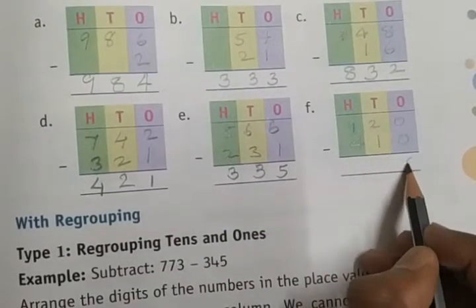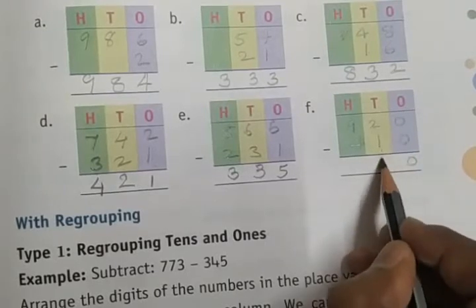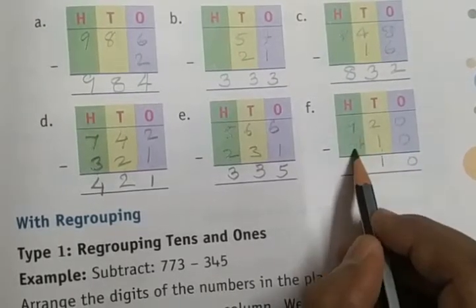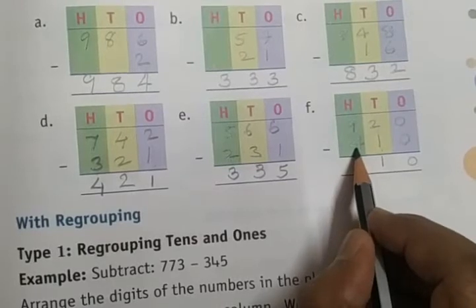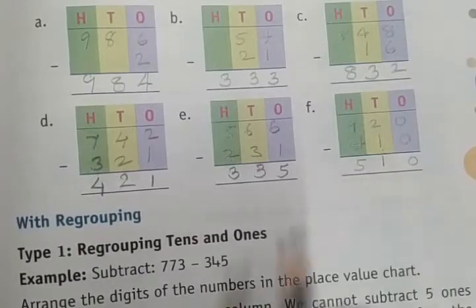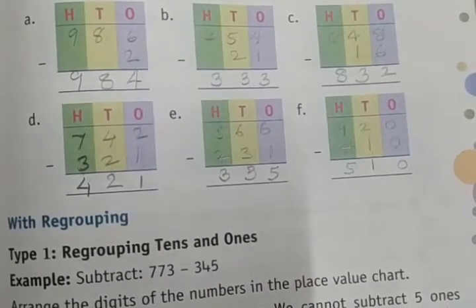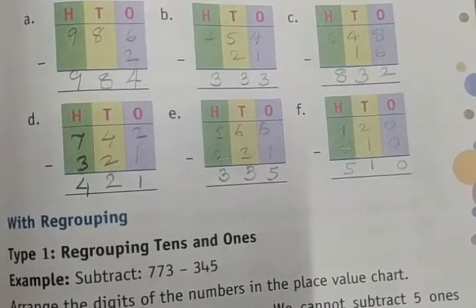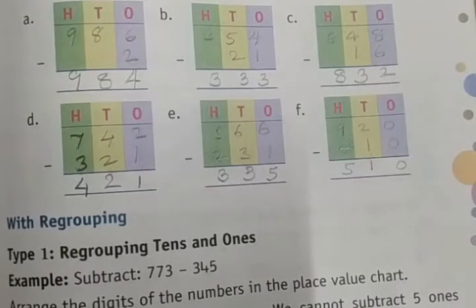0 minus 0 is 0. 2 minus 1 is 1. 9 minus 4 is 5. Okay, this is how we did the subtraction sums. Okay, clear?